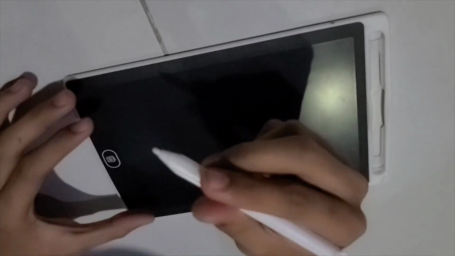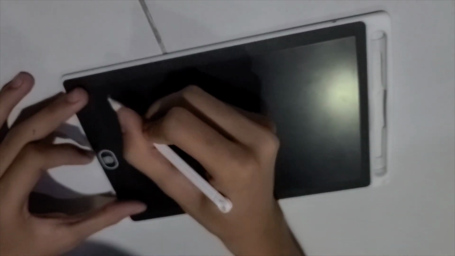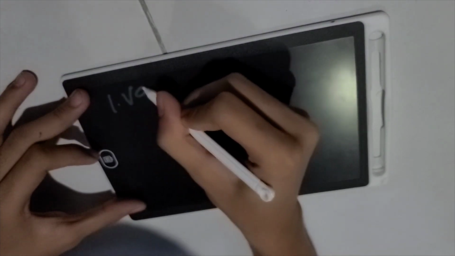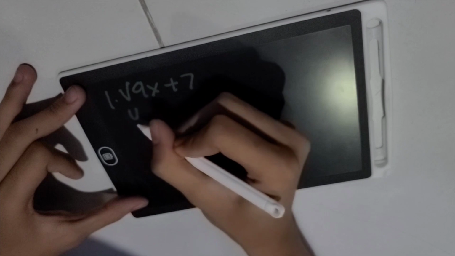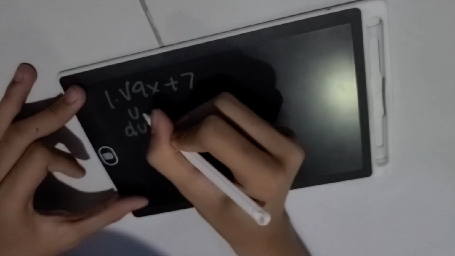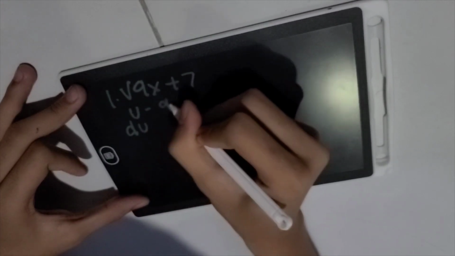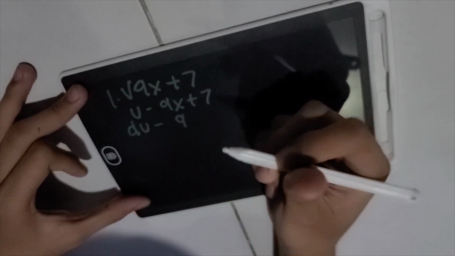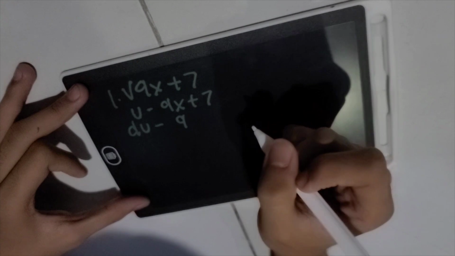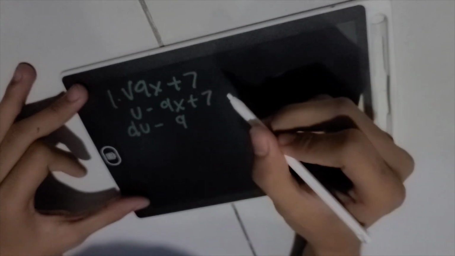Next natin na pag-aaralan na yung chain rule wherein mostly ito ginagamit kapag naghahanap ng derivatives. So, first, we have square root of 9x plus 7. Ano natin gagawin? Hanapin natin ng u and du. Ang u natin ay 9x plus 7. Ang du naman natin ay 9. Naging 9 siya kasi derivative of 9x is 9.